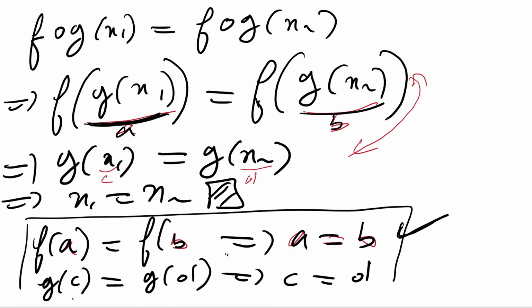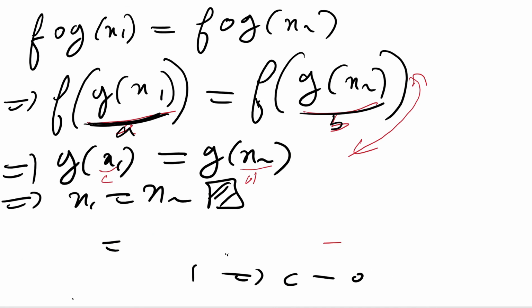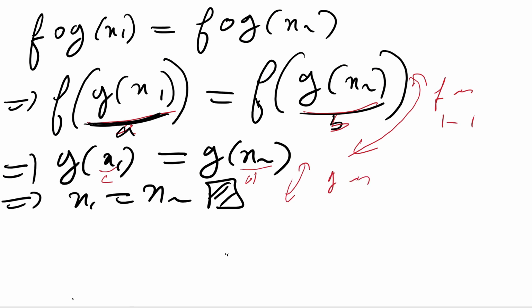So I'm just going to erase this part. Since f is one-to-one, you can write this. Then from here, to go to this, because g is one-to-one. So that's what we have for that.